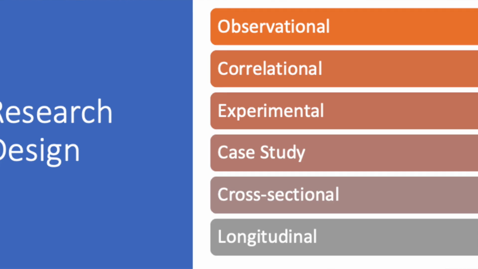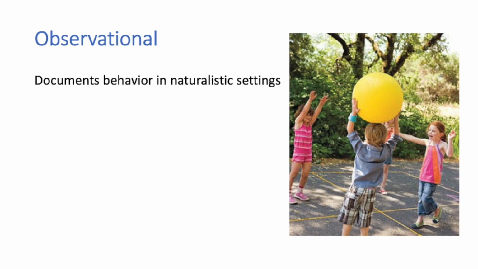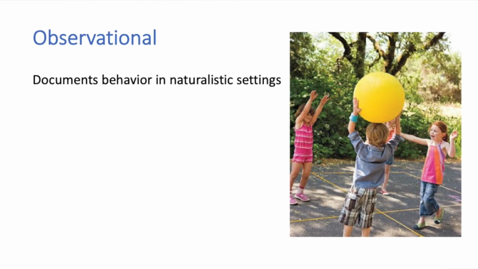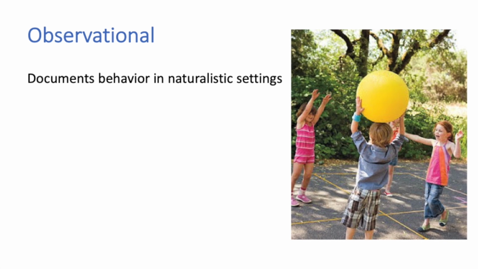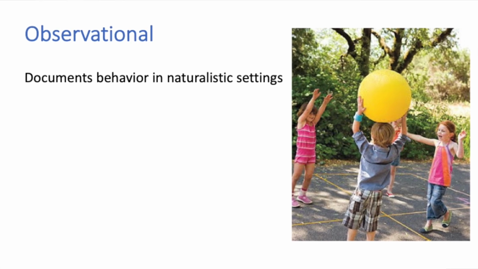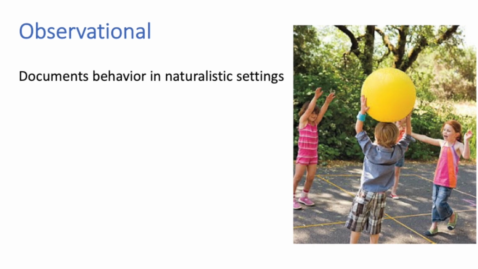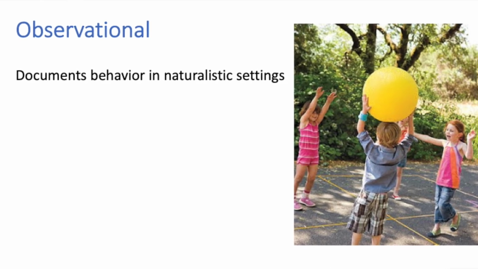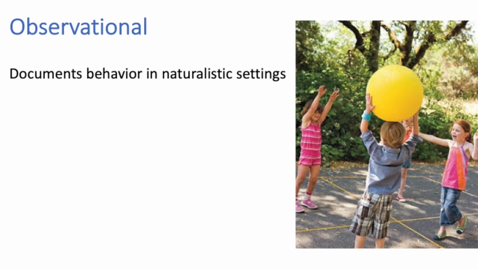An observational study is basically plain and simple, which is why there's nothing on this slide. It is literally just going into the environment of a child, whether it's their home or the playground or school, and observing and documenting their behavior in a naturalistic setting. Nothing's being manipulated, nothing's being asked of the child. An experimenter is simply going to see and observe what the child is doing.